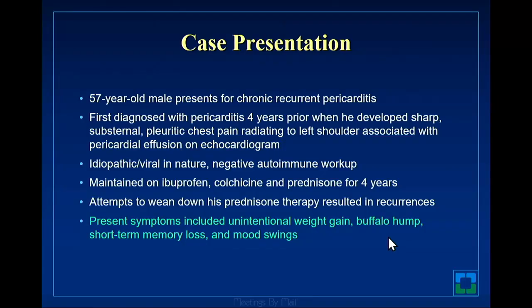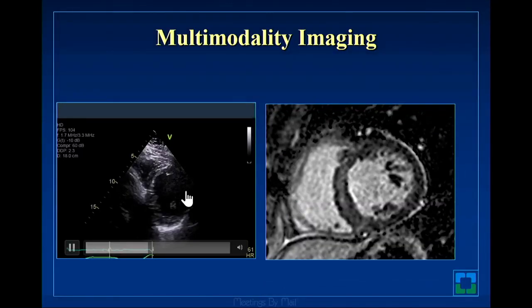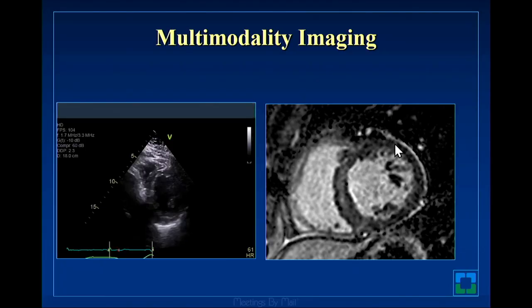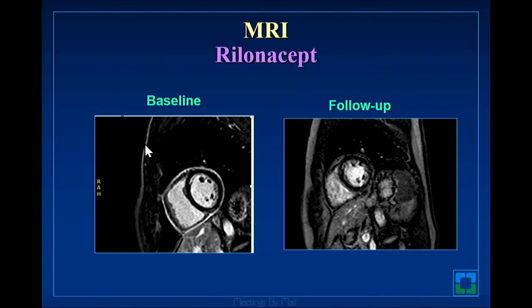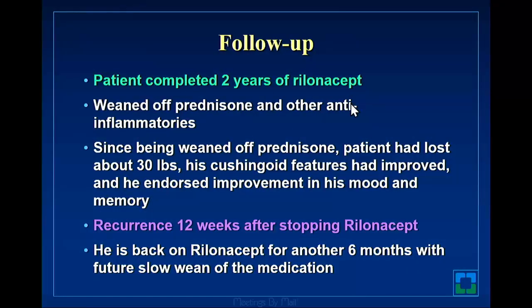Here's a quick case of a steroid-dependent patient who was put on prednisone. Here's his phenotype. You can see there's a septal bounce. There's inflammation. MRI baseline very severe. Follow-up was good. However, he did 2 years of rilonacept, and unfortunately, when he stopped it, it did come back. So 12 weeks recurred after stopping rilonacept, and he's back on rilonacept. And we're trying to figure out whether we have to just stop it, wean it. These are some of the possibilities.